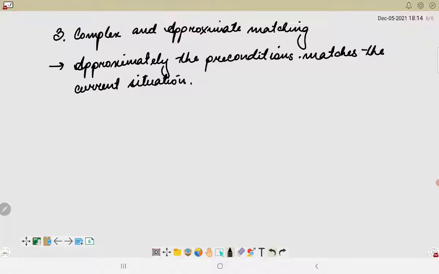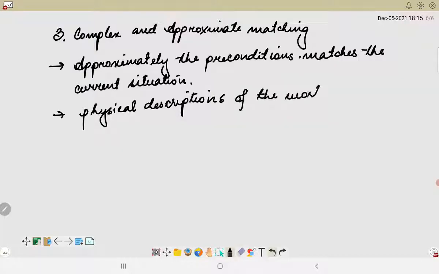Then it is used in situations which generally involve physical descriptions of the world. For example, speech recognition between different people or different unknown people. And the third one is that approximate matching is difficult to deal with because it increases the number of rules.